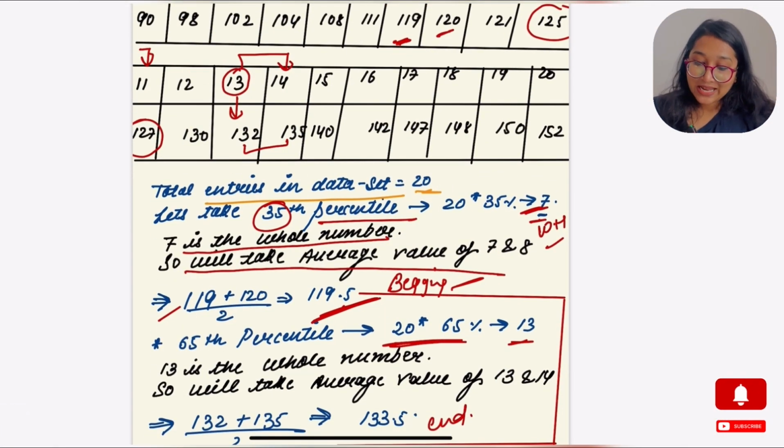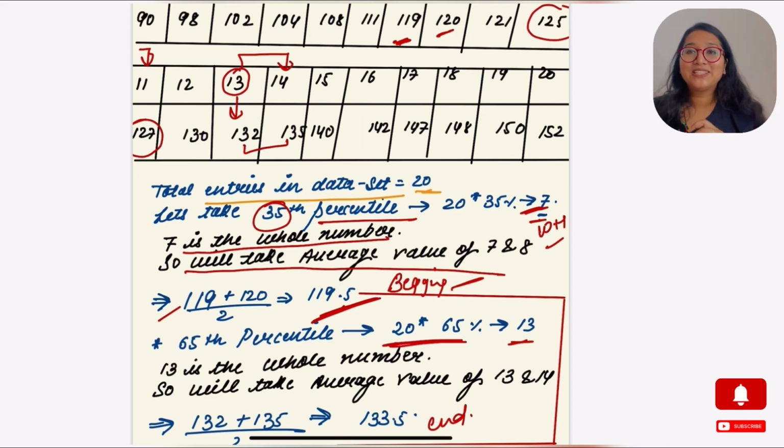Okay, now what if my percentile comes in a whole number? In that case, I'm not going to take just the whole number. I'm going to take that number and the number which is coming after it. For example, I have 7 as a whole number, so I'm going to take the average of 7 and 8: the sum of these two divided by 2. So we'll get the number, and my range is going to begin from that number.